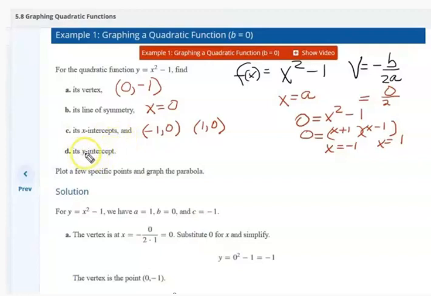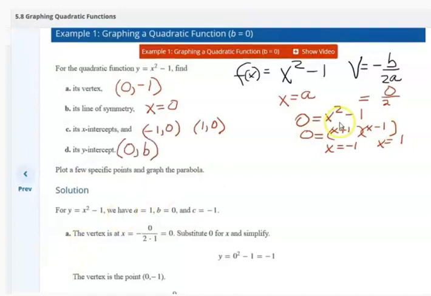Now, what is the y-intercept? For the y-intercept, we already know that x is 0. And if you recall, the y-intercept is written 0, comma b. Well, in this case, it happens to also be the vertex. So the y-intercept is 0, comma, -1.